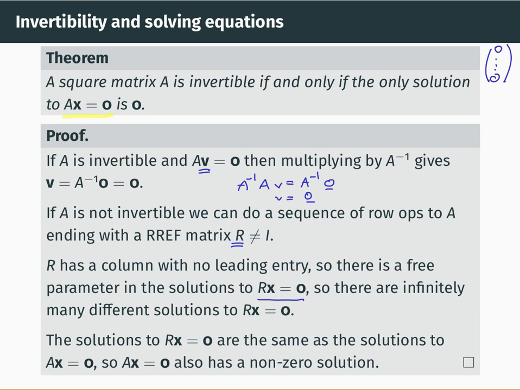Now we know the solutions to Rx equals the zero vector are the same as the solutions to Ax equals the zero vector, because R was the row-reduced echelon form you got by doing row operations to A. So since Rx equals the zero vector had a non-zero solution, Ax equals the zero vector has a non-zero solution too. We've now shown that if A is not invertible, then the matrix equation Ax equals 0 has a non-zero solution, so we've proved both parts of our theorem.